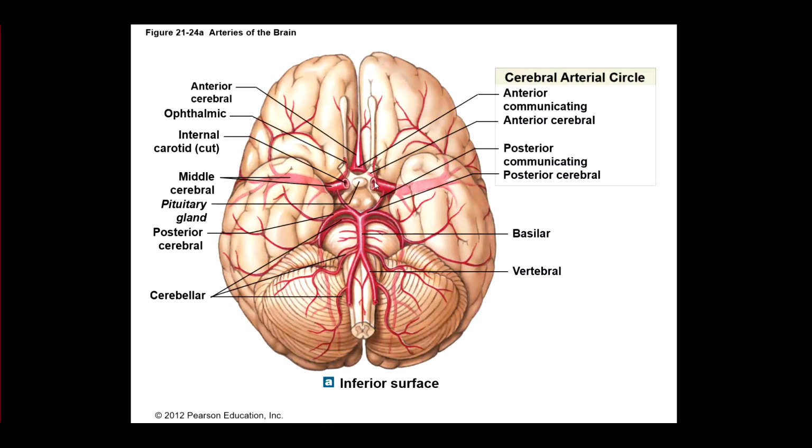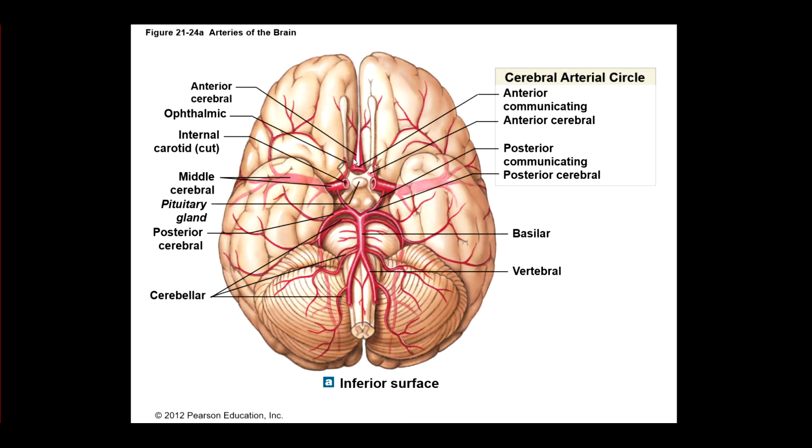The second one that I want you to be able to find, look at the size of this thing. It is massive. It is a big blood vessel running, again, off either side. This is going to go to the parietal lobes. This is going to be the middle cerebral artery. Okay, so that's the biggest branch.